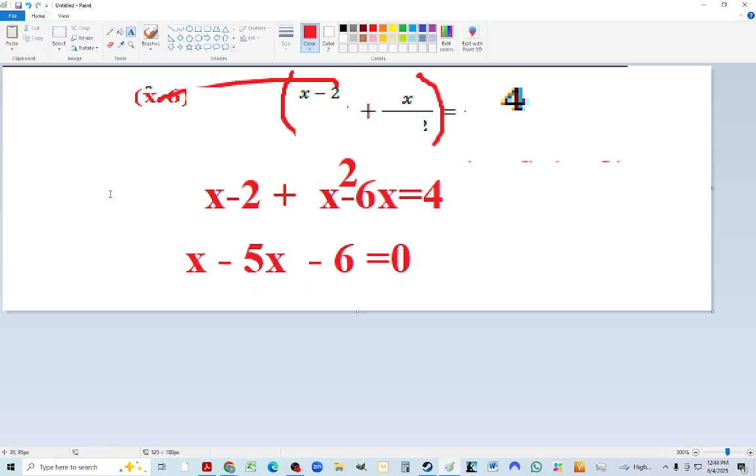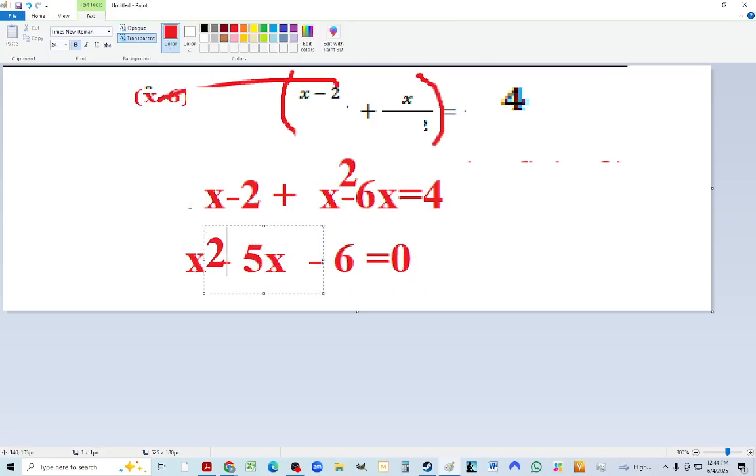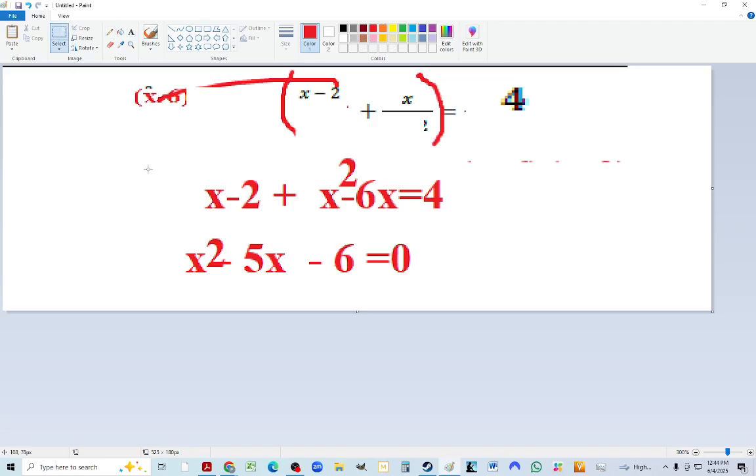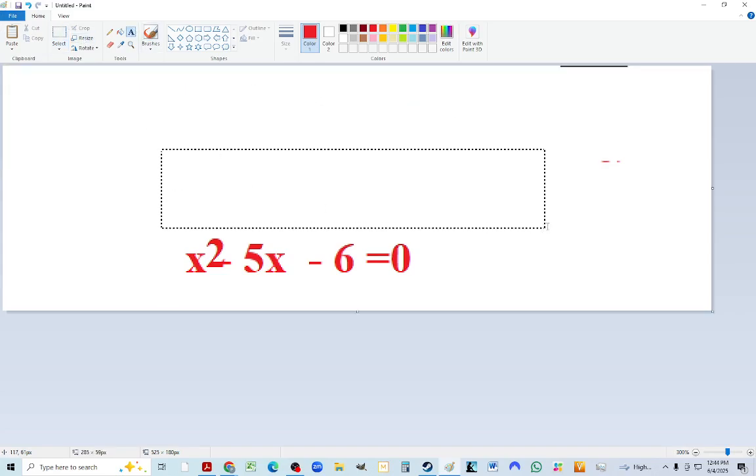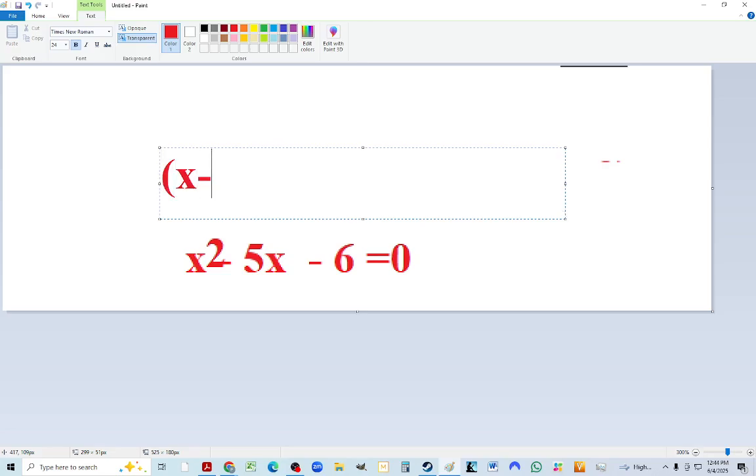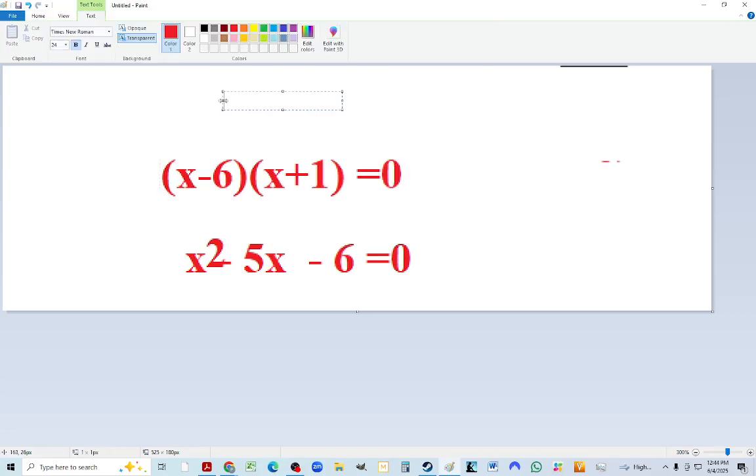Well, this looks like a quadratic, and it looks like a pretty easy quadratic at that. It has to be a plus minus because of the minus 6. And it's clear it's x minus 6, x plus 1 is equal to 0. Therefore, our two possible solutions are x is equal to 6 or x is equal to minus 1.